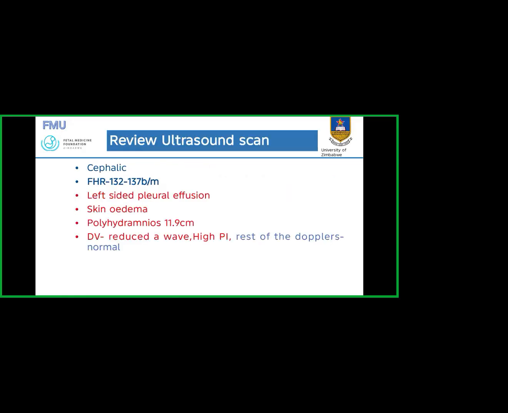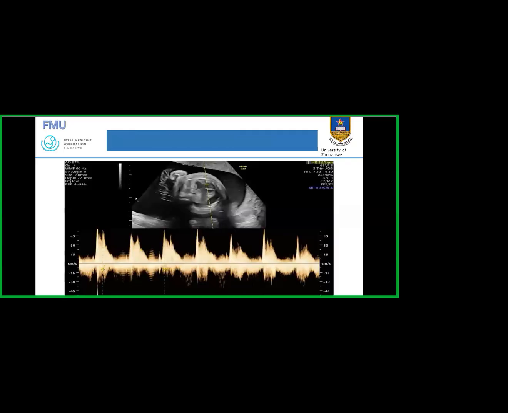After 5 days, she came back for review. The fetus was in cephalic presentation. Fetal heart rate had normalized to 132 to 137 beats per minute. The left pleural effusion was still present. Skin edema was noted, and polyhydramnios of 11.9 centimeters. The ductus venosus A wave, which was absent, was now reduced with a high PI, and the rest of the Dopplers were normal.